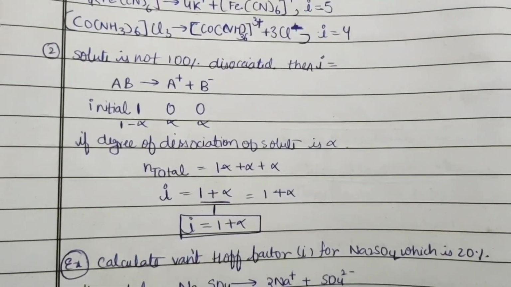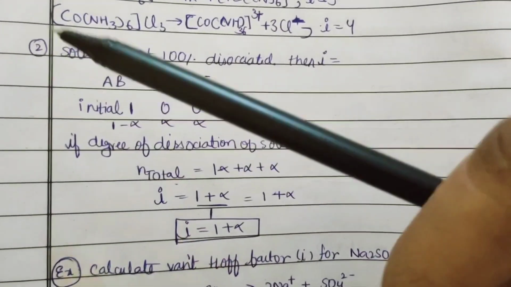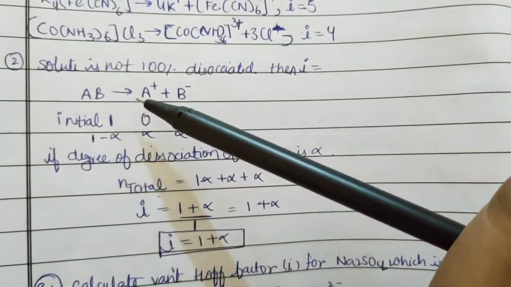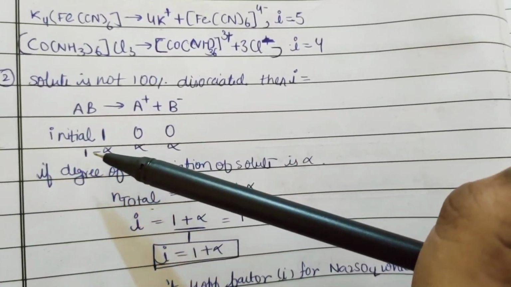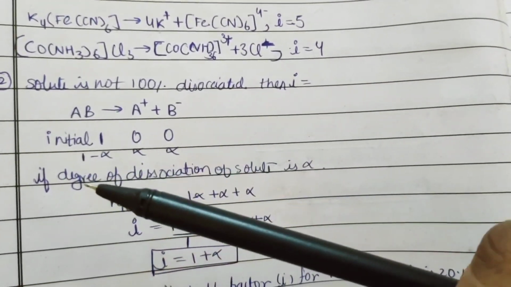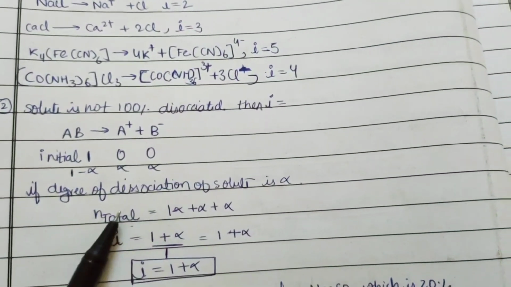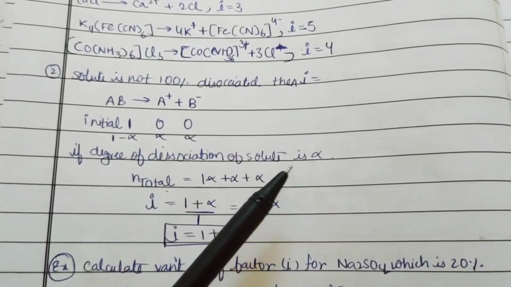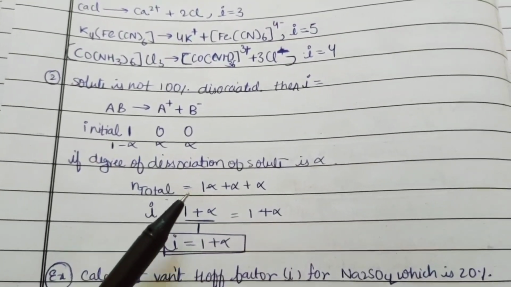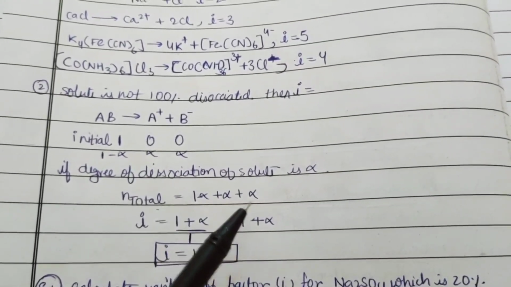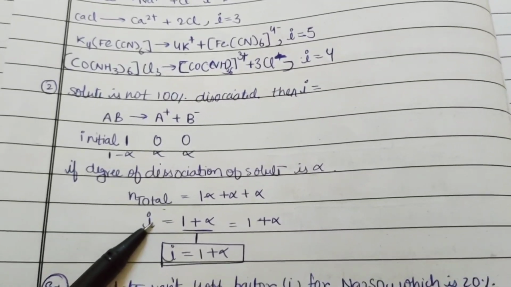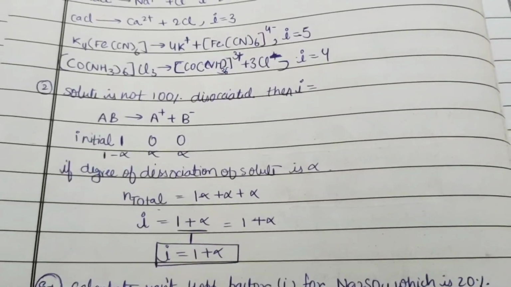Now if the solute is not 100% dissociated, here we can consider AB, which dissociates into A+ and B-. Initially it has 1, 0, 0, so we can write 1 minus alpha, alpha, and alpha. If the degree of dissociation of the solute is alpha, then n total equals 1 minus alpha plus alpha plus alpha. We get i equals 1 plus alpha.